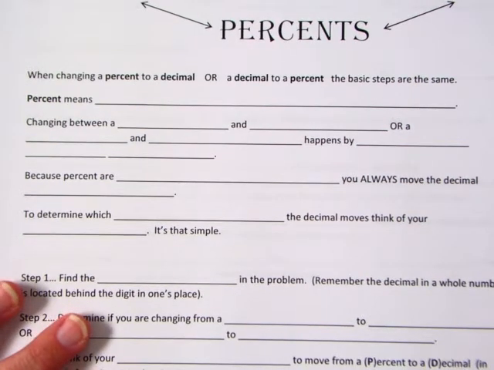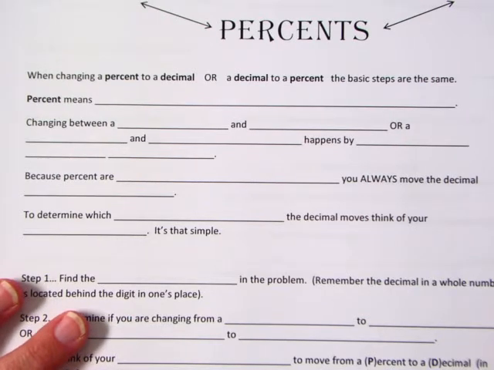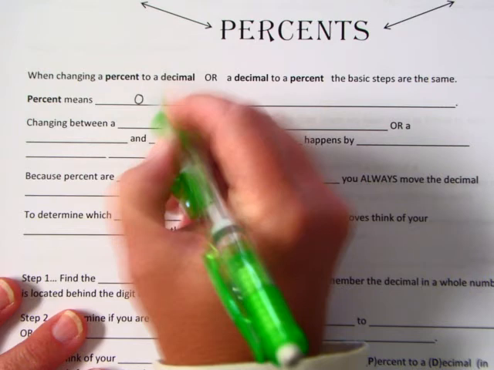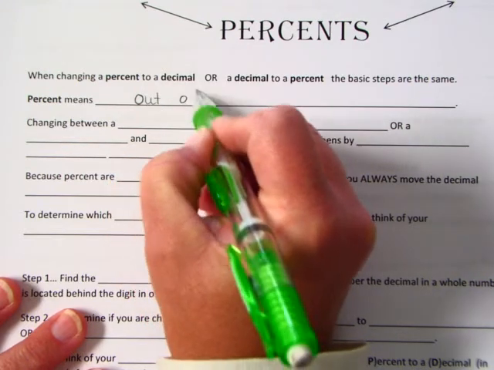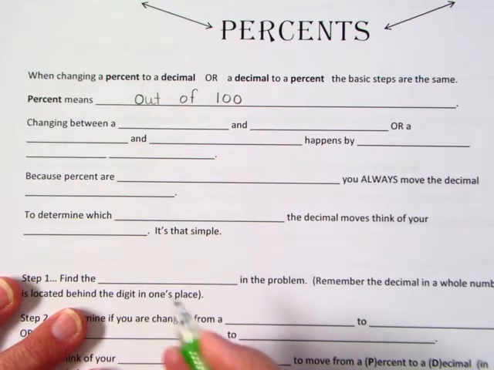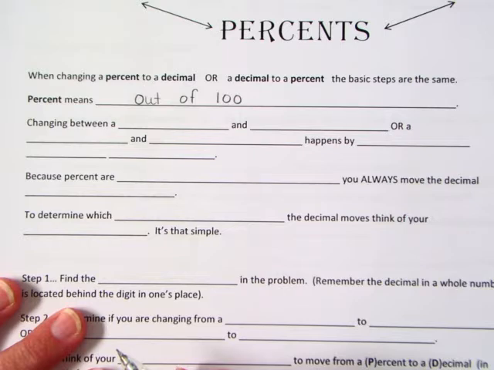If you're looking at your notes, it says when changing a percent to a decimal or a decimal to a percent, the basic steps are the same. Percent means out of 100. And we do need to remember that. That is something we're going to come back to time and time again. So percent means out of 100.